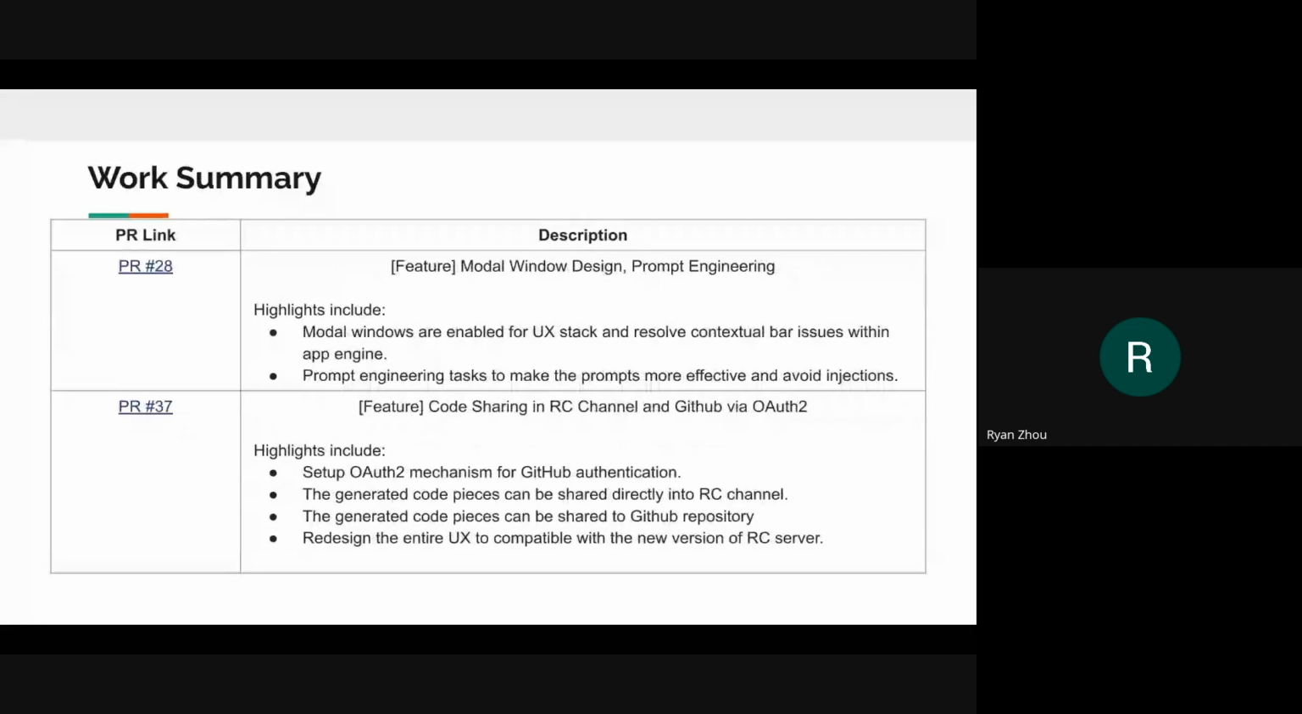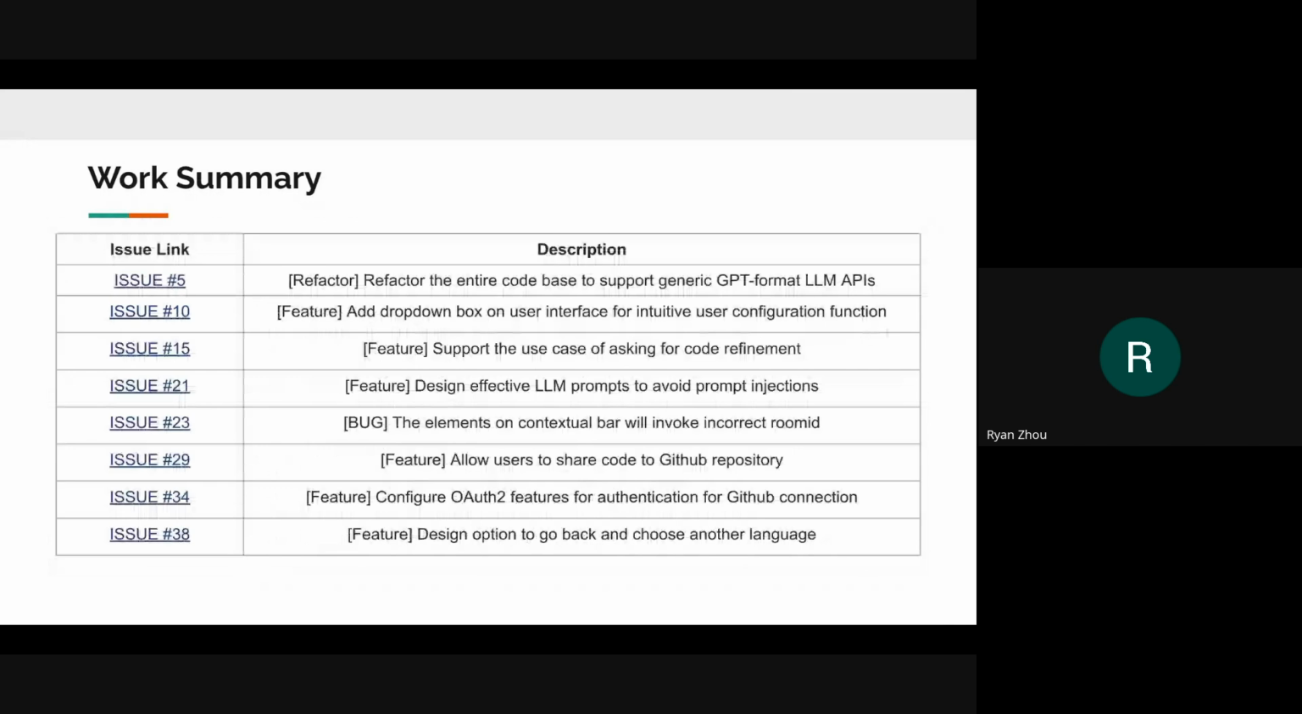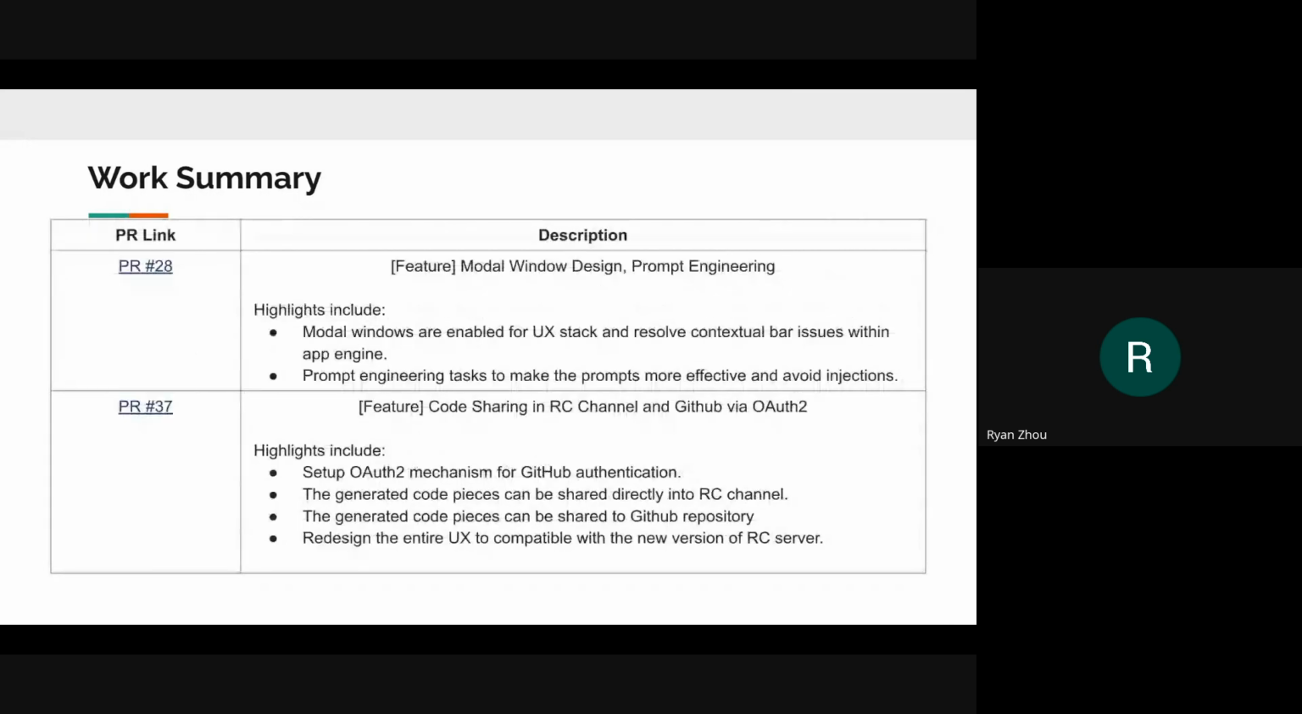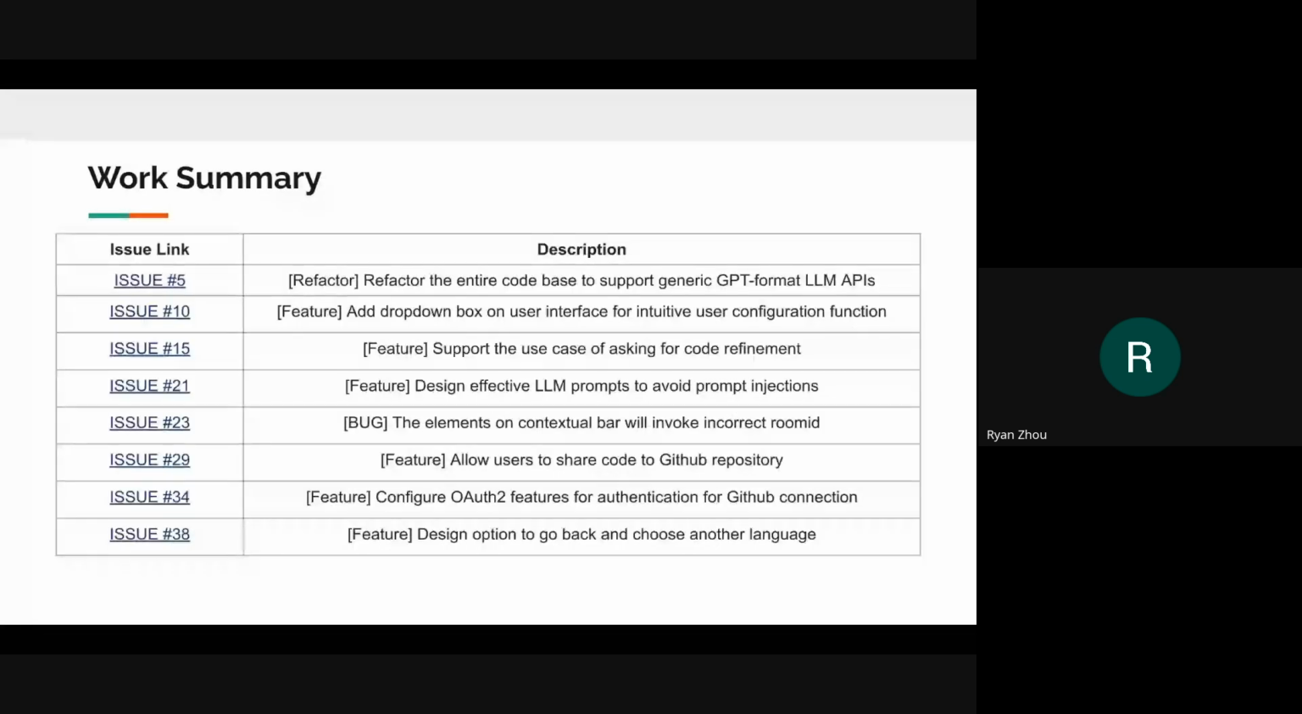I also did the modal window design, because previously in this app, I found a bug in the context bar, which prevents users from using the menus. I discussed it with my mentors, and they suggested I use the modal. So the modal window I worked on ensures this function is smooth. And the last thing I have done is the Rocket.Chat connection to gist and GitHub via OAuth2. And I also solved a lot of problems during this process.